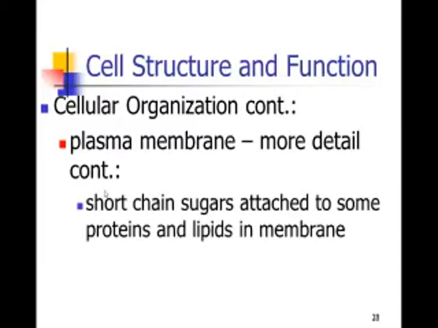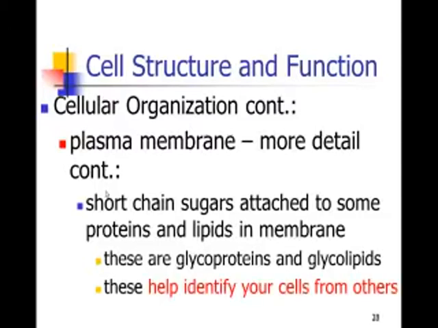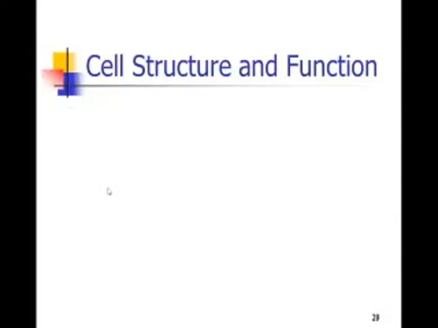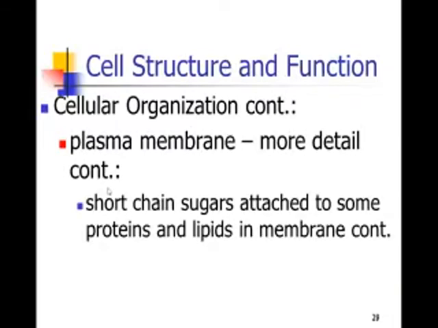Okay, there are short-chain sugars attached to some of the proteins and some of the lipids within the membrane. And these are called glycoproteins or glycolipids. And they also are important in recognizing which cells are yours and which are not. They are the molecules that determine blood types.